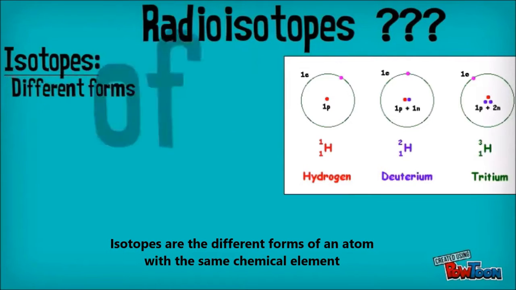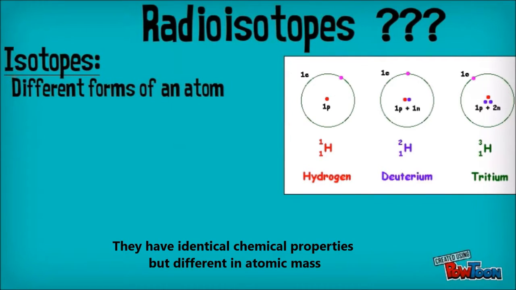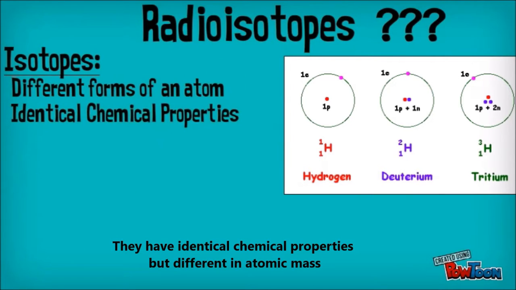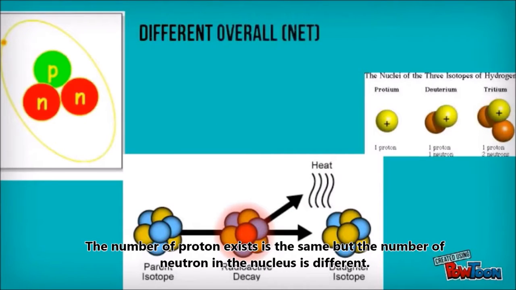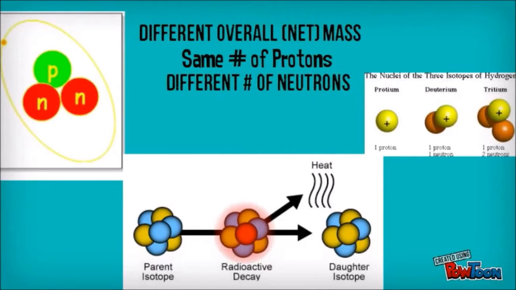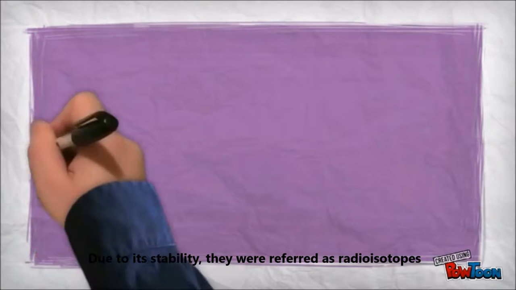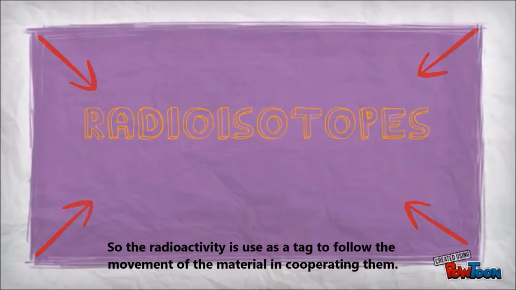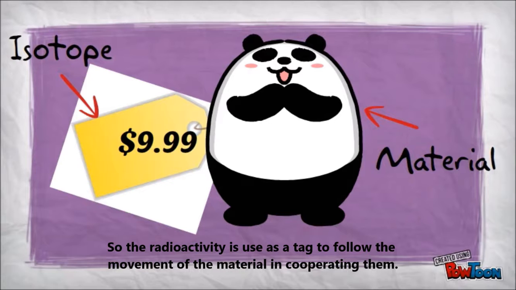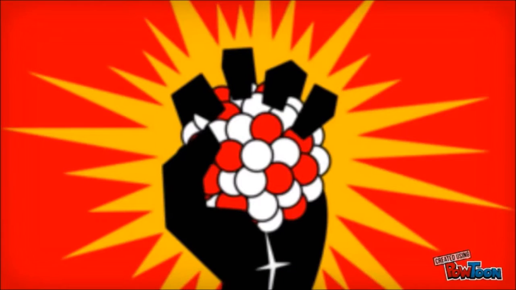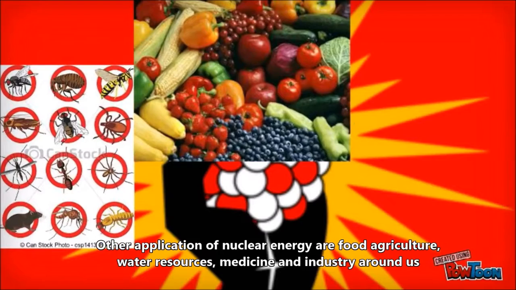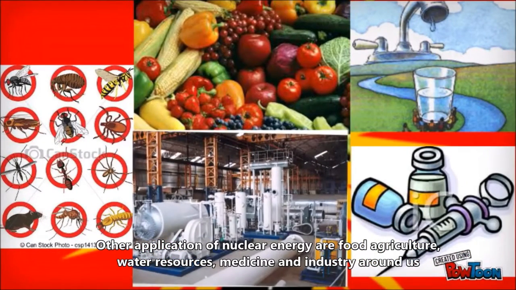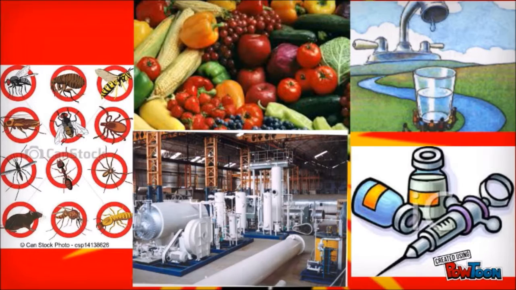Isotopes are the different forms of an atom of the same chemical element. They have identical chemical properties but differ in atomic mass. The number of protons is the same, but the number of neutrons in the nucleus is different. Due to their instability, they are referred to as radioisotopes, which allows them to have many uses in today's modern science and technology. The radioactivity is used as a tag to follow the movement of the material incorporating it. Other applications of nuclear energy are in food, agriculture, water resources, medicine, and industry around us.